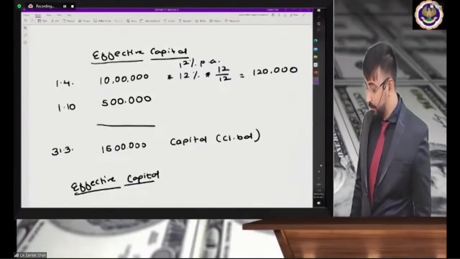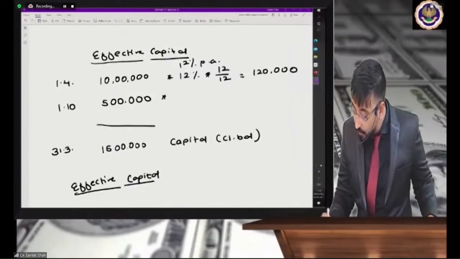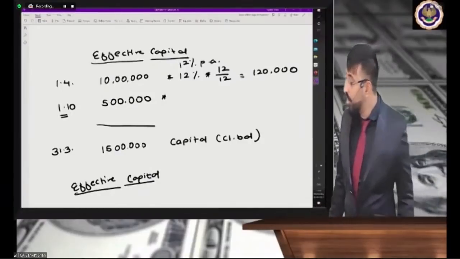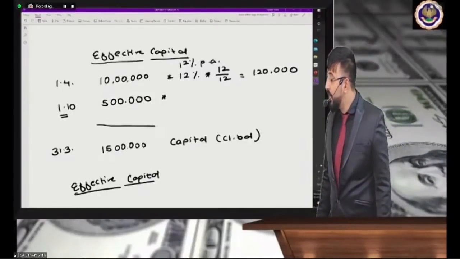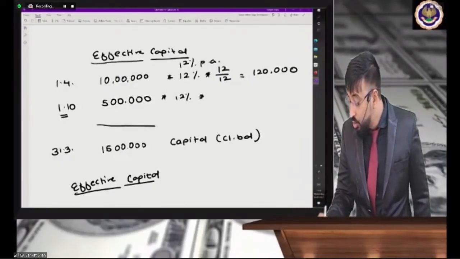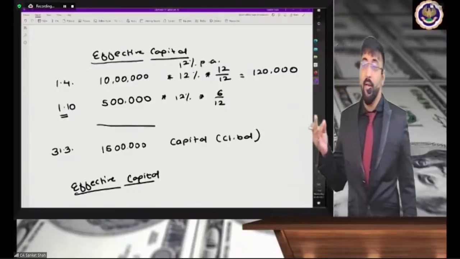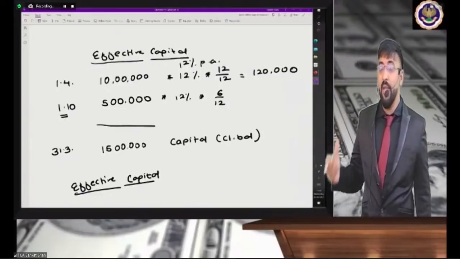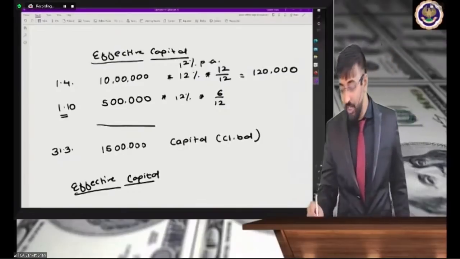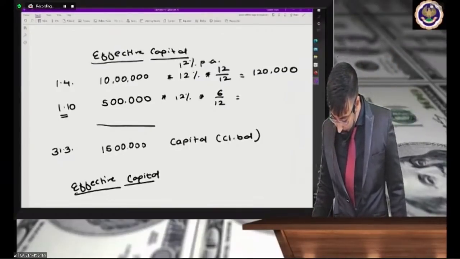12% interest. Now the question is, wait, for 1st of October, whether you are going to receive full interest? No, it is only 6 months interest. So only 6 months interest. Why 6 months interest? Because October, November, December, January, February, and March. March is the year ending. Our financial year ends on 31st of March. Okay.